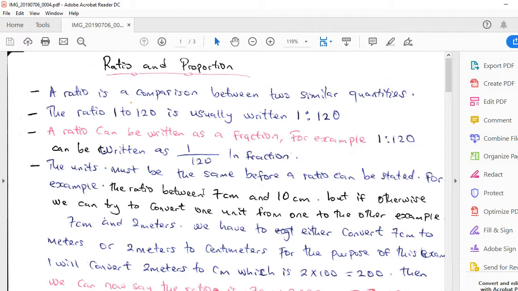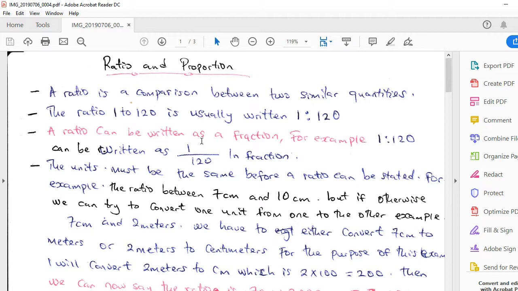The first thing you need to know is that ratio is the comparison between two similar quantities, which is basically the definition of ratio. The second principle is that the ratio of 1 to 120 is usually written as 1 ratio 120. So the ratio of 1 to something is usually written as 1 ratio that thing. In this case, 1 to 120 is written as 1 ratio 120.